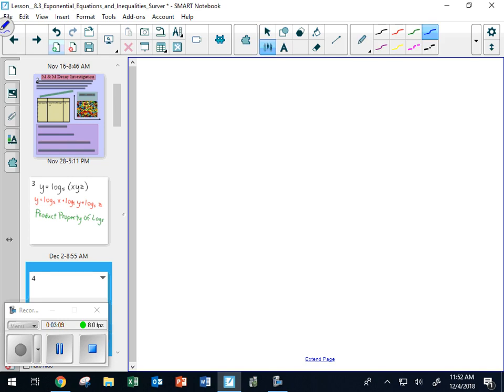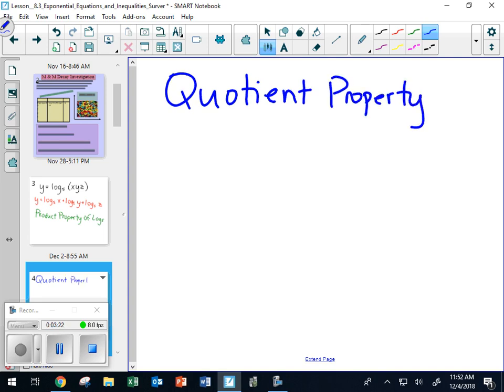Yesterday we learned about the product property. Today we are going to learn about 2 other properties of logs. The next one is called the quotient property. Product property was for multiplication, quotient property is for division. If I have a log of some base, so base b, and in my parentheses I have x divided by y. So some number x divided by some number y.